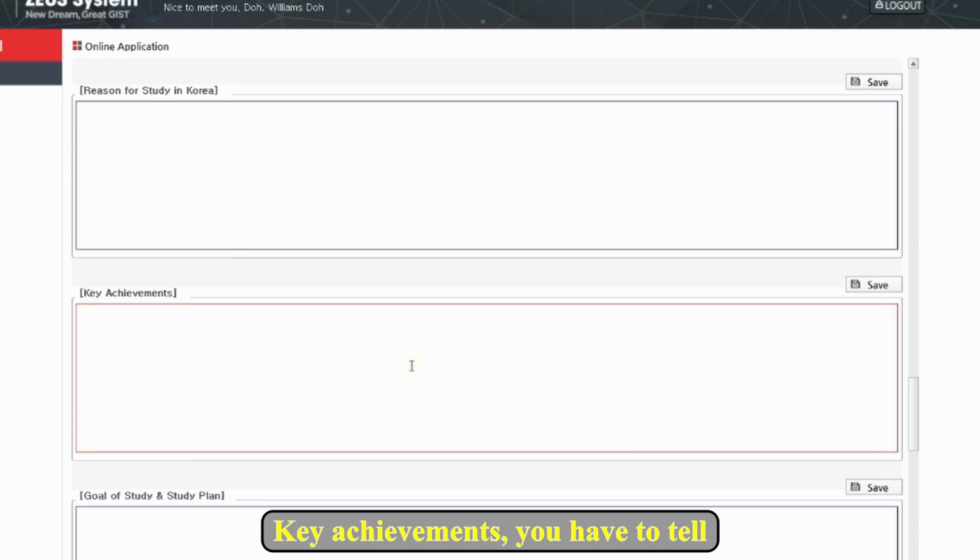Key achievements, you have to tell them the different achievements that you've had while studying. Even if you received some awards when you were maybe in high school or maybe doing your Bachelor of Science, show them those awards. Maybe you won some contest. Every achievement that you've obtained, be it in sports or academics, bring them here. It's important. Do not minimize any achievement that you've obtained.